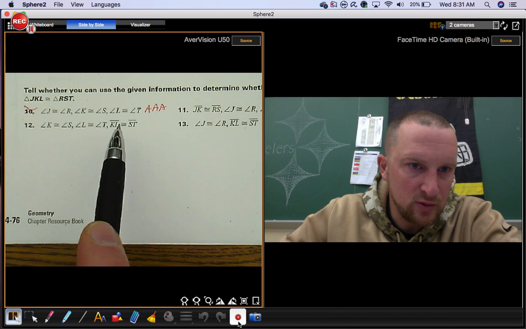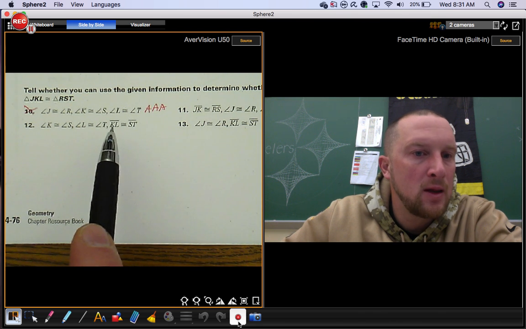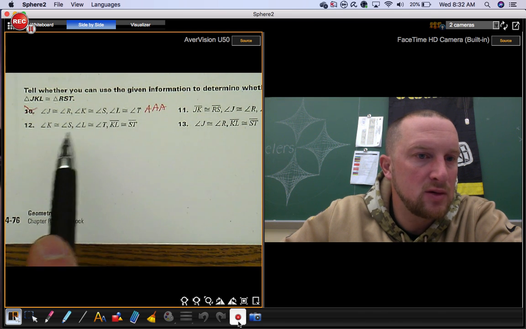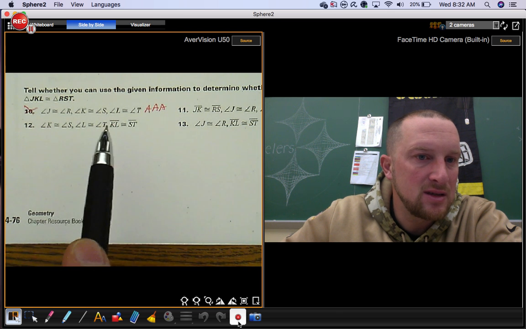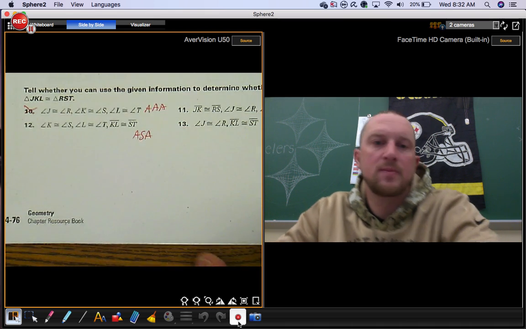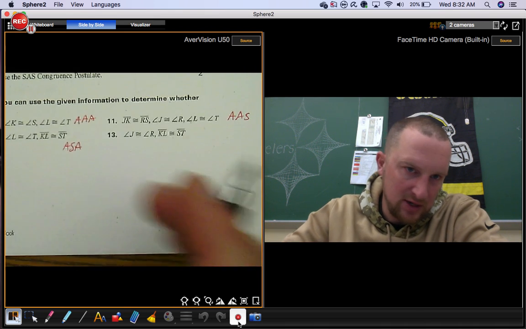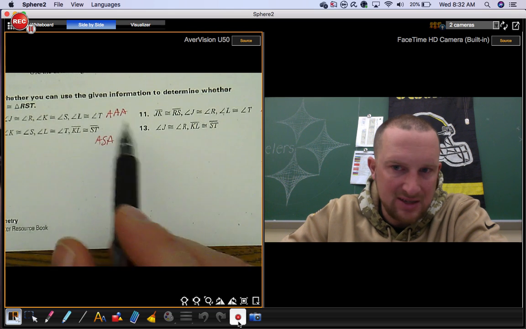Two pairs of congruent angles, one pair of congruent sides. Is it angle, angle, side, or is it angle, side, angle? Is segment KL in between? Yes. Is segment ST in between? Yes. Okay, now I did those three a certain way. I just was looking to see if they were included or not.